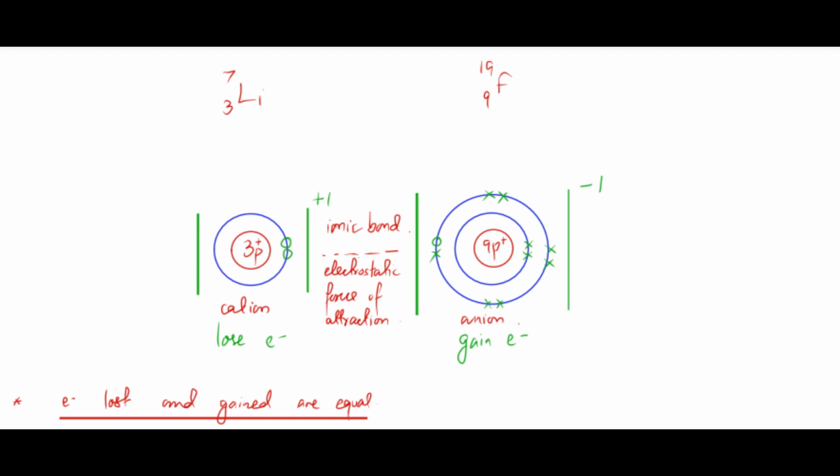But for now, lithium fluoride is formed when a lithium atom loses 1 electron and forms a cation, because cations are positively charged ions and form when an atom loses electrons. And the fluoride ion is an anion, and anions are negatively charged ions. As you can see here, there is a negative charge on the fluoride ion. And anions are formed when an atom gains electrons.